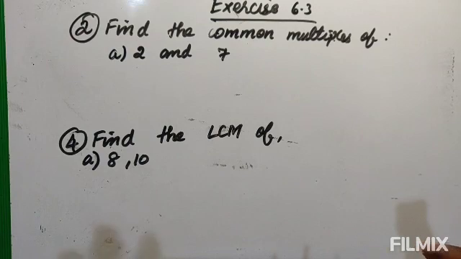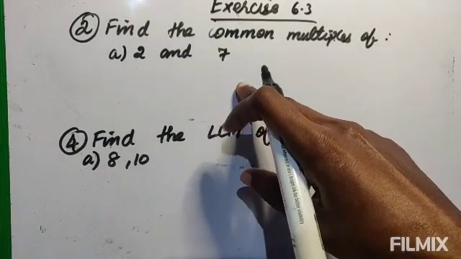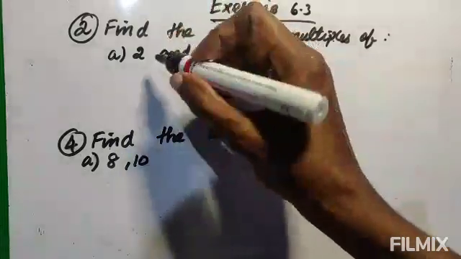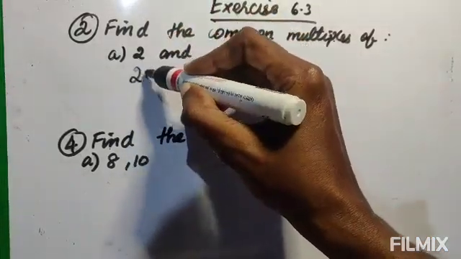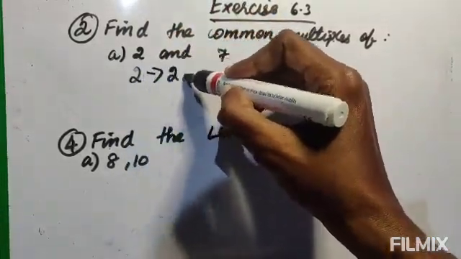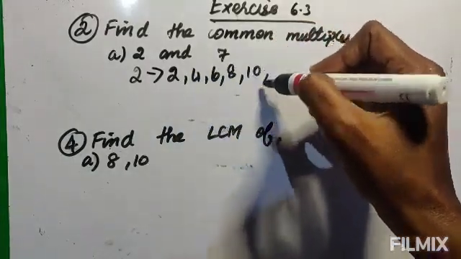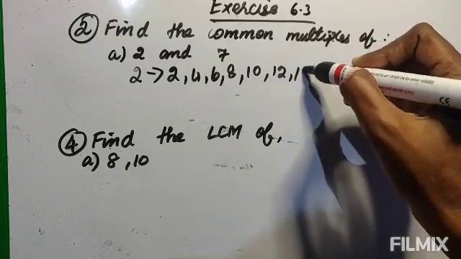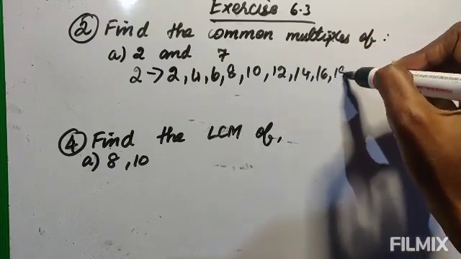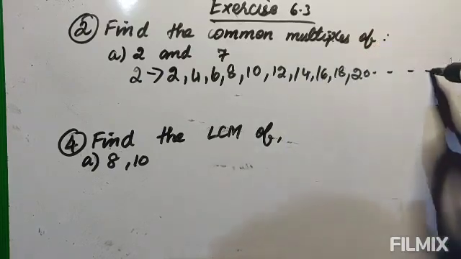Now in the second and fourth sums, there is a little difference, but many of you have written them the same way, so I want to explain now. They are asking you to find the common multiple. To find the common multiple, first you write the multiples. The multiples of 2 are 2 1's are 2, 2 2's are 4, 2 3's are 6, 2 4's are 8, 2 5's are 10, 12, 14, 16, 18, 20, and it will go on like that.